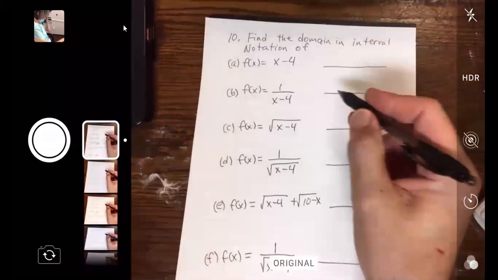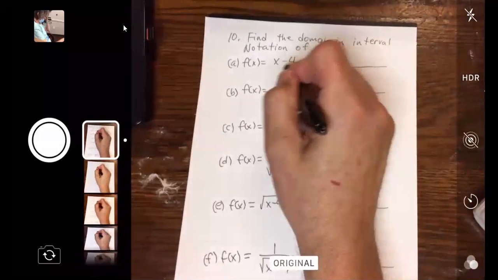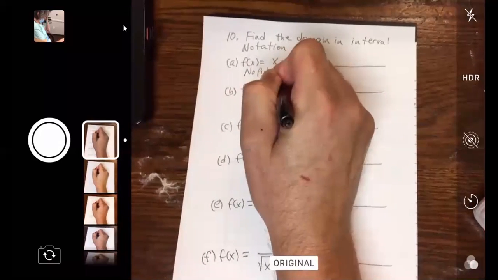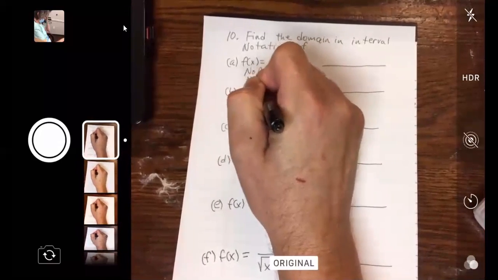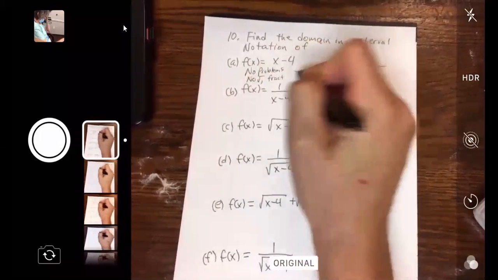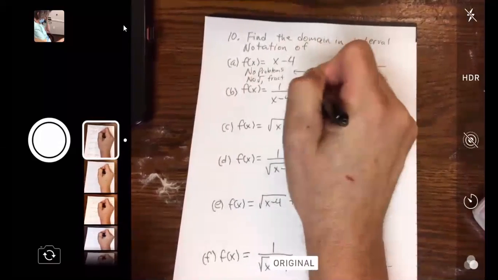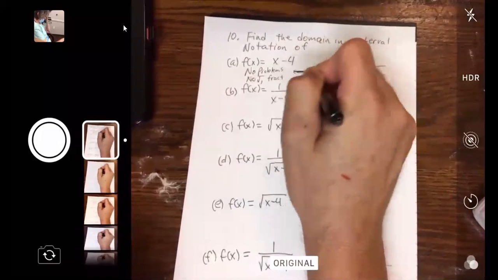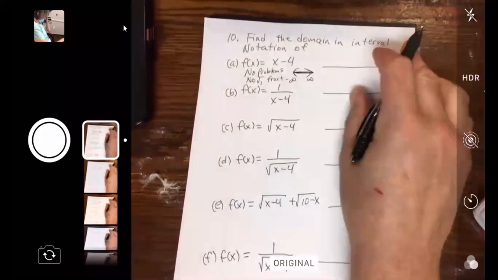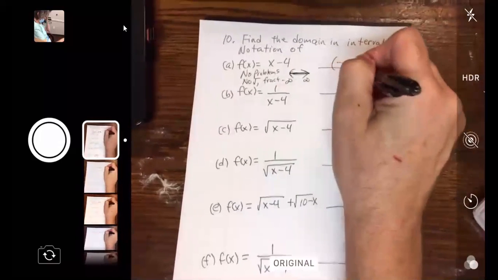Easy ones? All right, so you recognize this one has no problems? No square root or fraction? You don't really even have to draw a graph. It just goes from minus infinity to infinity. So there's your domain.